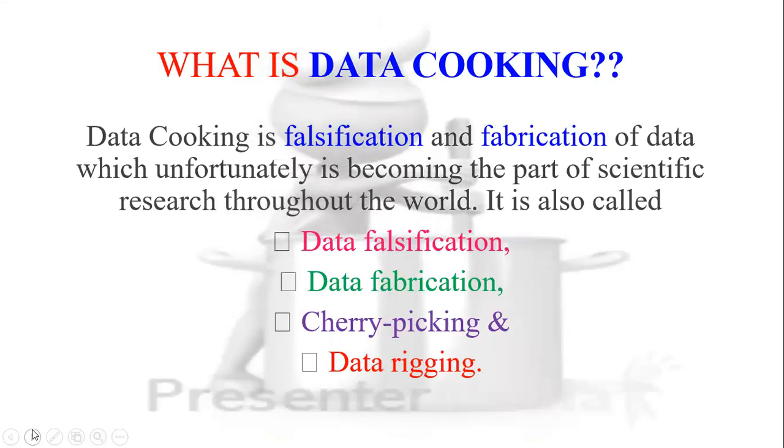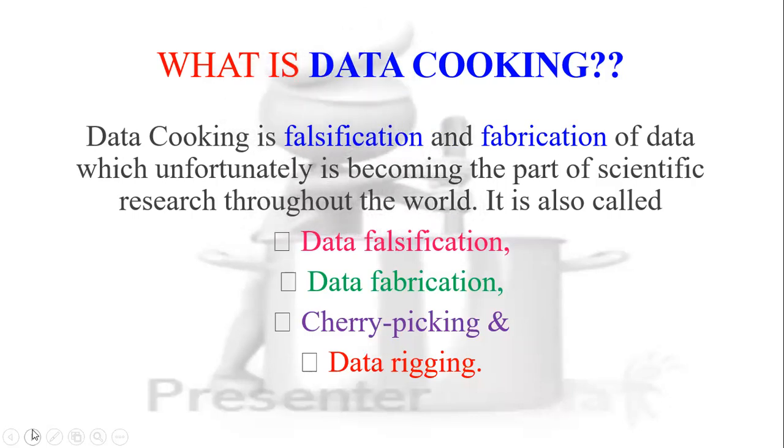Data cooking means basically falsification and fabrication of your data. Falsification means there are some loopholes in your data. Basically, these are not created by you. Whenever we are doing quantitative research, basically survey research, people, due to their business, cannot properly read the statement and just mark an irrelevant option. So these create falsification and fabrication of your data, and these create a loophole in your data, and unfortunately we move toward data cooking, right?